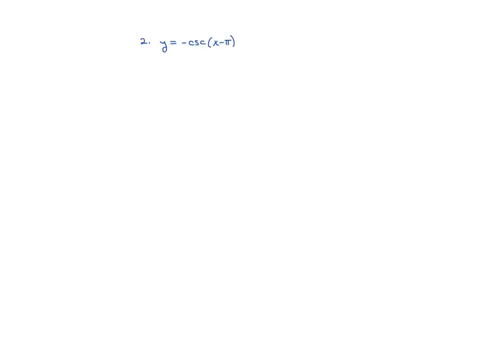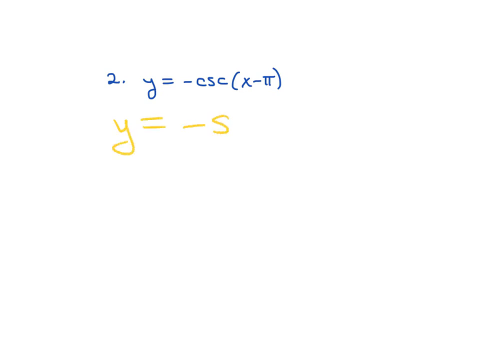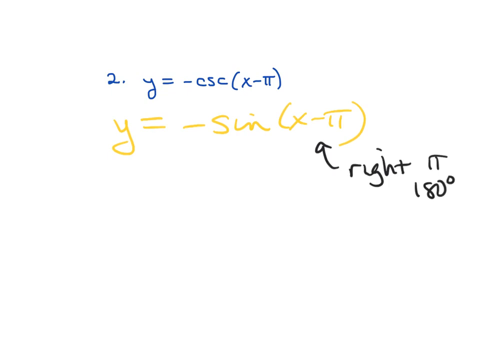Okay, last example. Again, we need to graph the reciprocal. So we're going to graph the negative sine of x minus pi. Again, when there's something added or subtracted to x, this is a shift left and right. So this tells me it's minus, it's backwards of what I think. So I'm going to go right pi, which is 180 degrees.